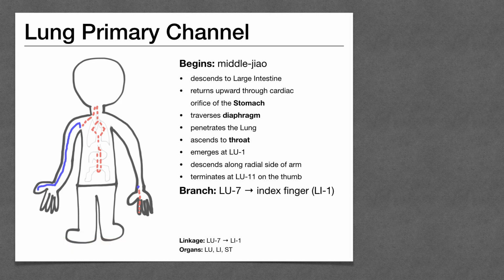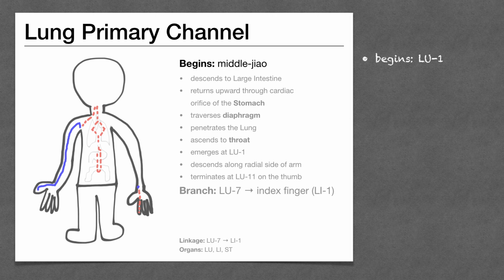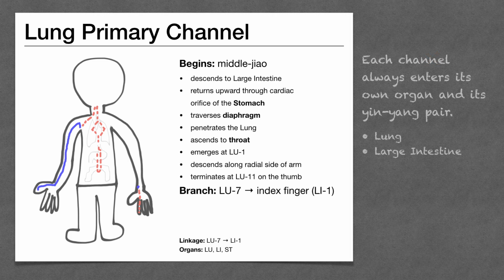So here's the primary channel, and here are a few points we want to pay attention to. Number 1, the lung starts with its internal pathway in the middle jiao. So if you ever get the question, where does the lung channel begin? Please do not say lung 1. The lung channel begins in the middle jiao. Second, we know that every channel connects to its own organ and its yin-yang pair via the internal pathway. So here we see the channel connecting to the lung and the large intestine.